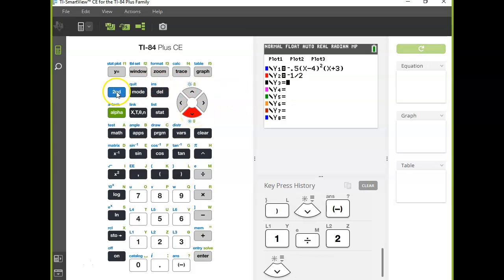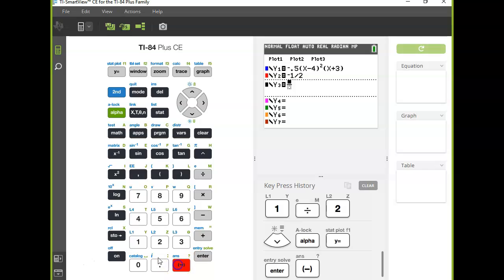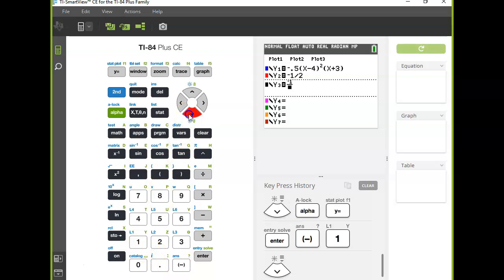Or, this one's kind of interesting. I just learned this a while back. If you do alpha, y equals, it pops up with this notation. If you select option 1, it puts it in the fraction form, so you could get the negative 1/2 that way, which is sometimes really convenient for different things.